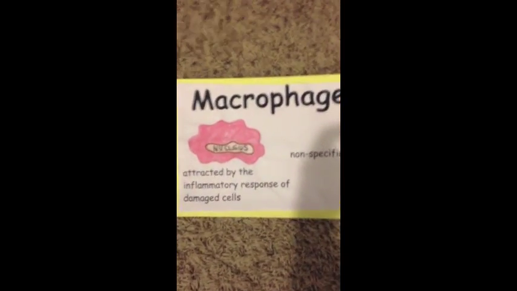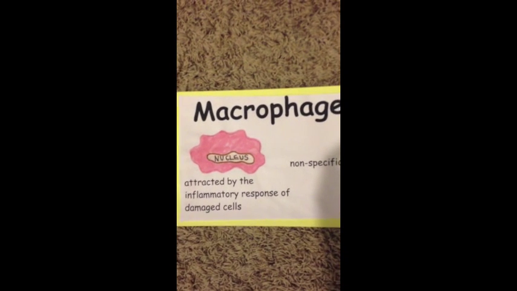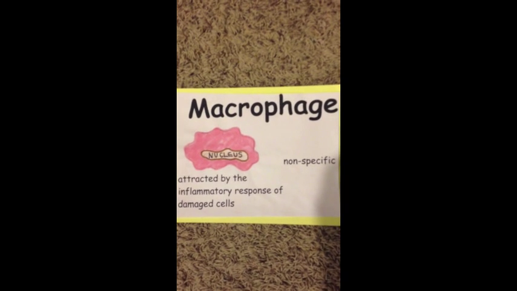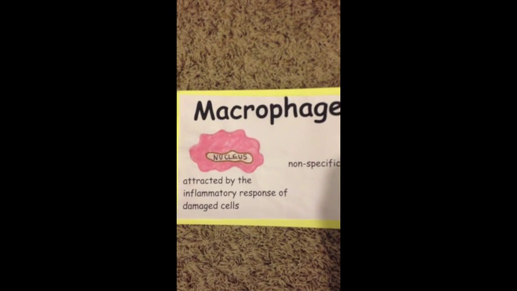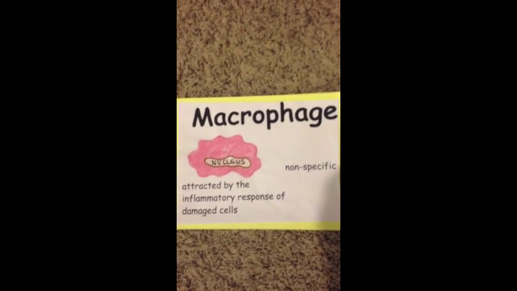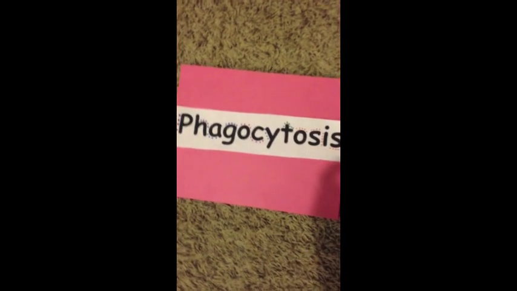The phagocytic white blood cells, called macrophages, seek out any bacteria that have entered the wound. They are nonspecific, so they target anything that they don't recognize as your body's. The macrophages are attracted by the inflammatory response of damaged cells. Macrophages directly destroy microbes by engulfing them using phagocytosis.